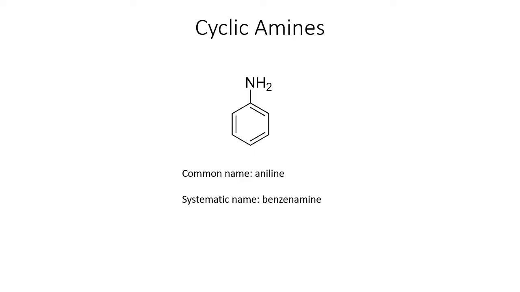The main cyclic amine I want to highlight is aniline, and we've seen this before in our aromatics chapter. So the name aniline is the common name for this compound. The systematic name is benzenamine, and that would be naming this molecule in terms of it being an amine.